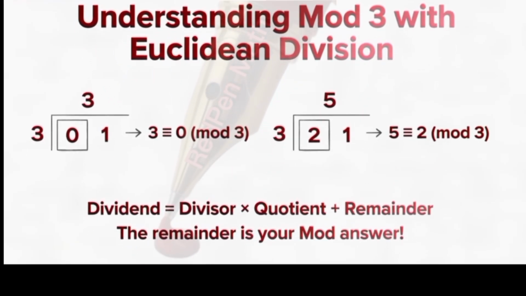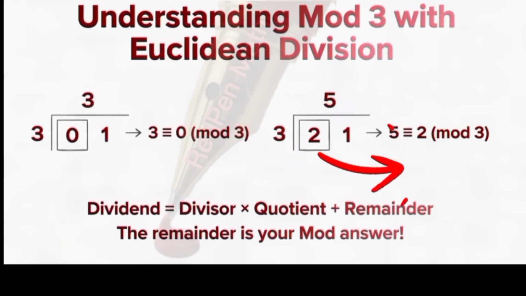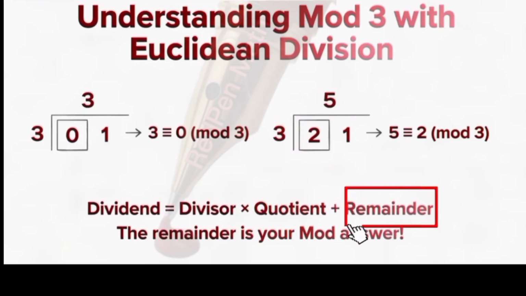Before we solve this problem, let me quickly explain what mod 3 means. Modulo is just the remainder after division. Look at this. 3 divided by 3 gives remainder 0, so 3 is congruent to 0 mod 3. And 5 divided by 3 gives remainder 2, so 5 is congruent to 2 mod 3. Simple. The remainder is your mod answer. Now let's use this to solve a tricky equation.